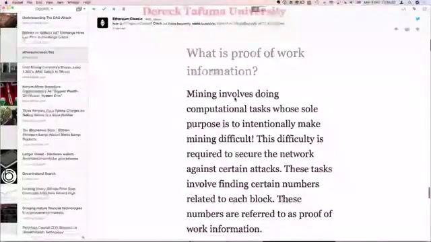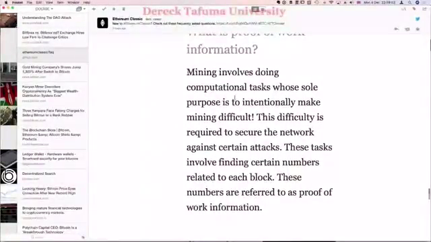What is proof of work information? Mining involves doing computational tasks whose sole purpose is to intentionally make mining difficult. The whole point of the computational task is to make the mining very difficult, so that those who are participating really mean to participate, because it also costs. It costs you a lot of money in terms of electricity, and if you are prepared to pay for that electricity, it means you really mean to help.